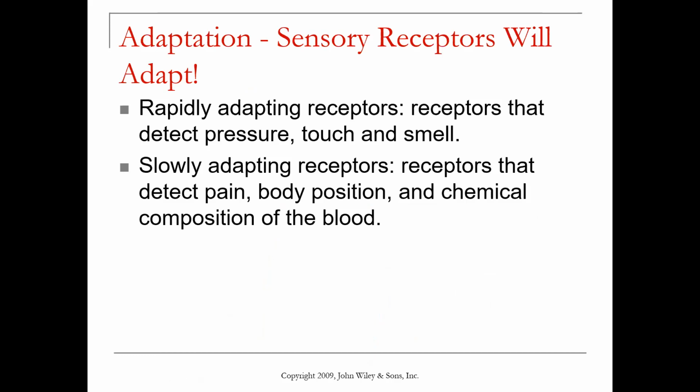Receptors, except for pain, most receptors will adapt. Pain receptors never adapt because they're always giving us a warning. It's not always the correct warning, but they're giving us a warning. The receptors that adapt quickly are going to be touch, pressure, and smell. You adapt to odors easily. You adapt to touch easily.